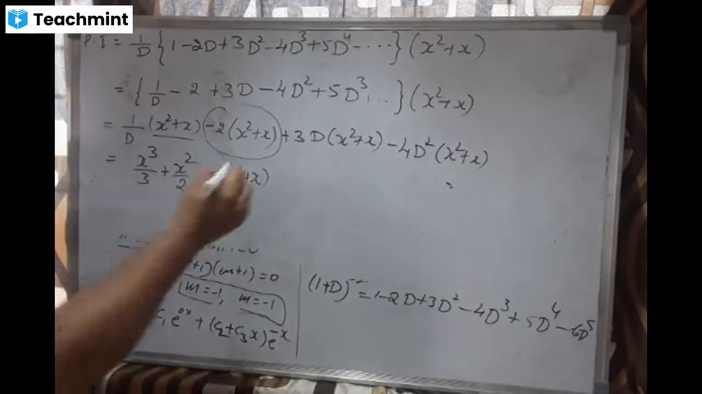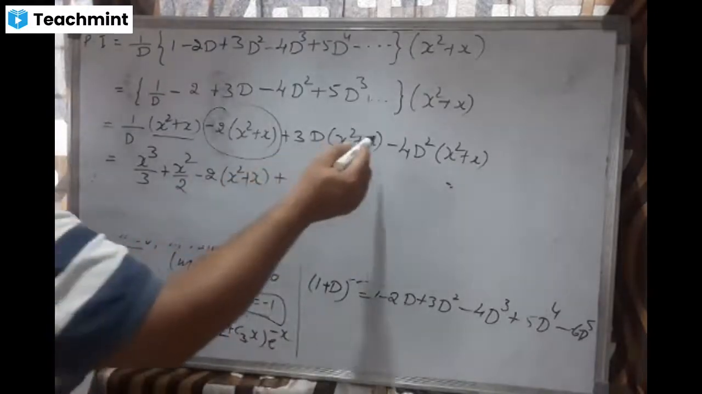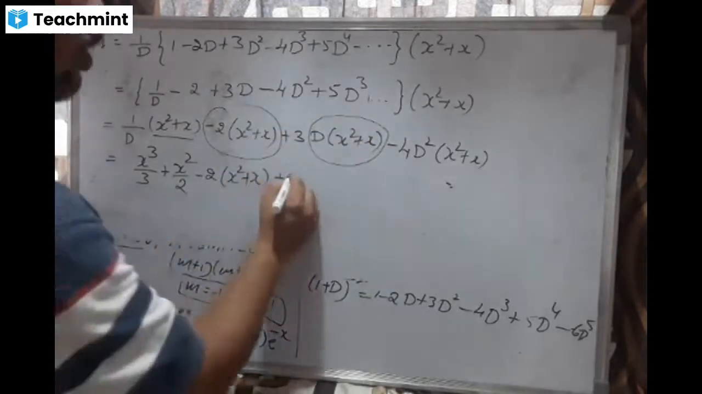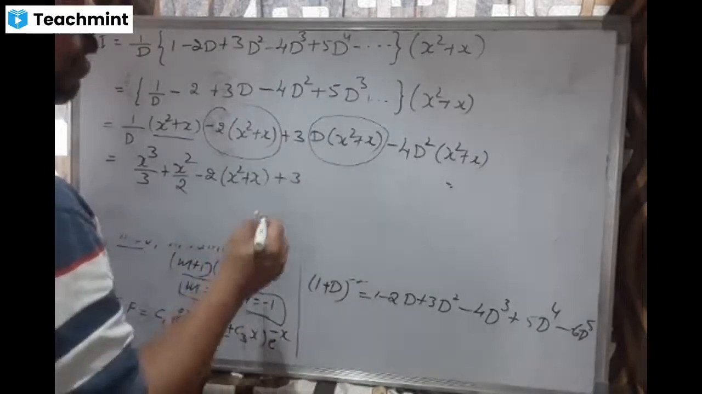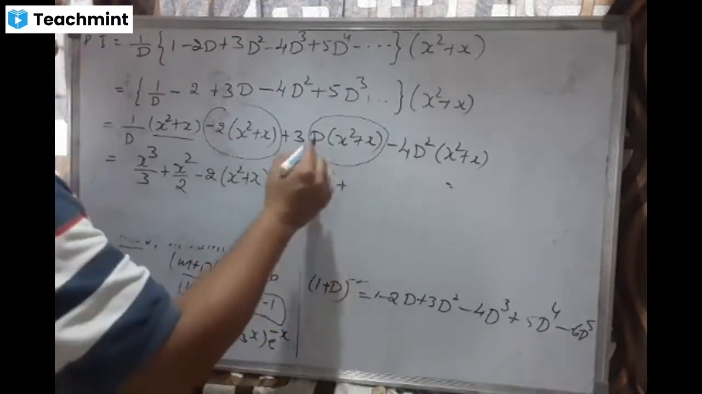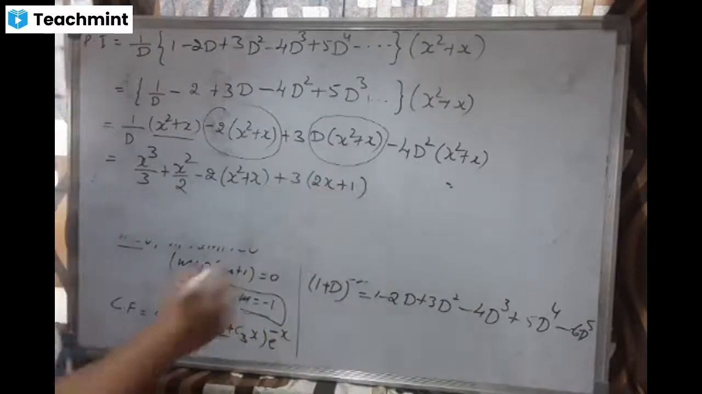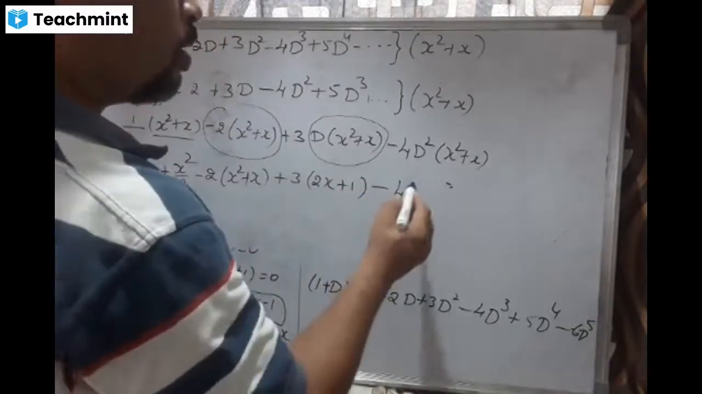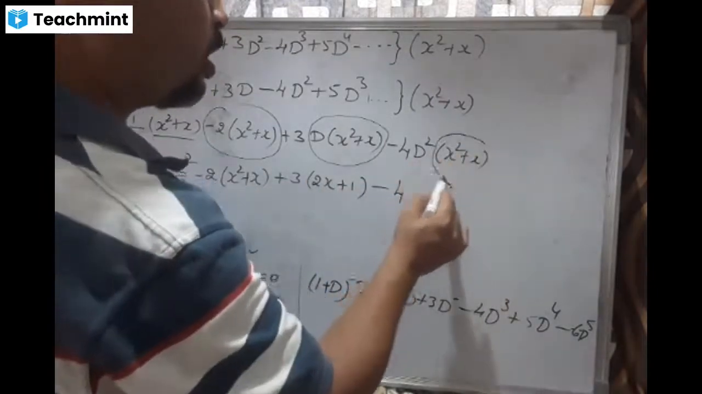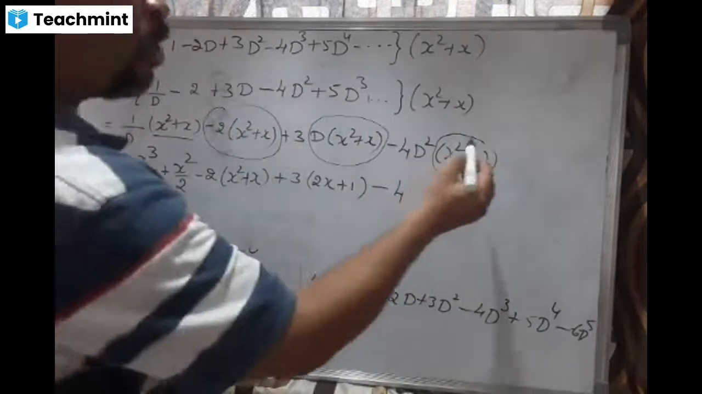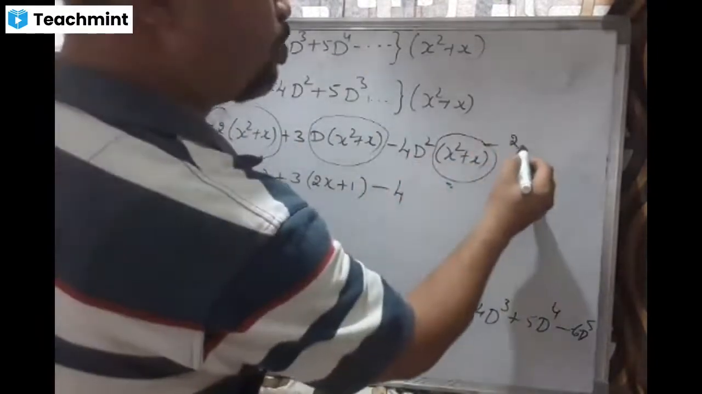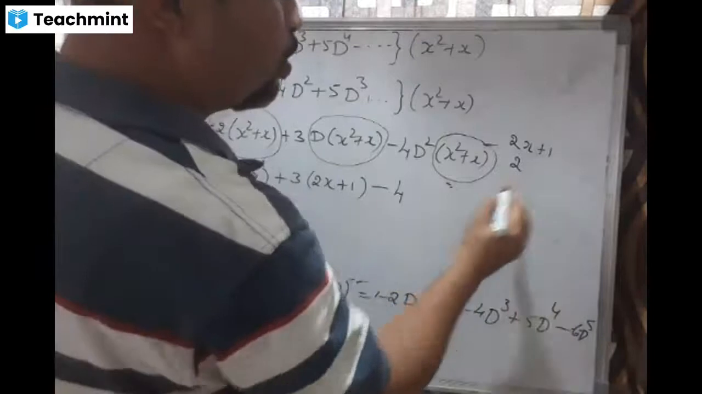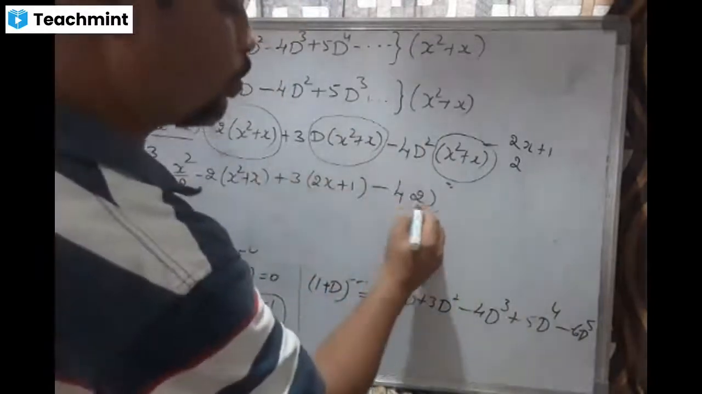Okay? Plus, what about this part? It is differentiation of this part. So what I will do, 3 into, what is the differentiation of x square? Sir, 2x plus differentiation of x, 1, minus 4, I will keep as it is. Now, I have to differentiate this 2 times. First time differentiation, what will I get? Sir, 2x plus 1. Right? If you differentiate one more time, it will be 2. So I will write it here, 2.